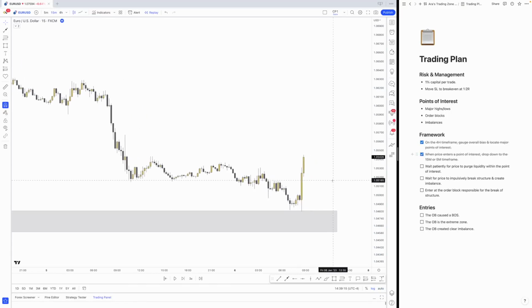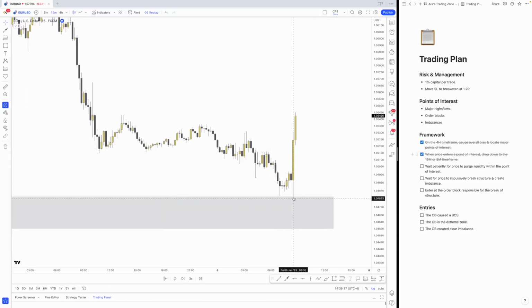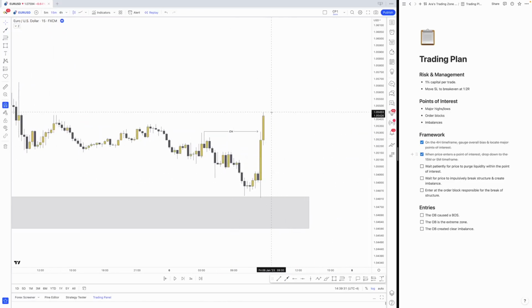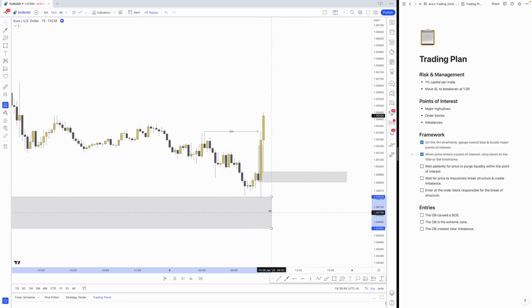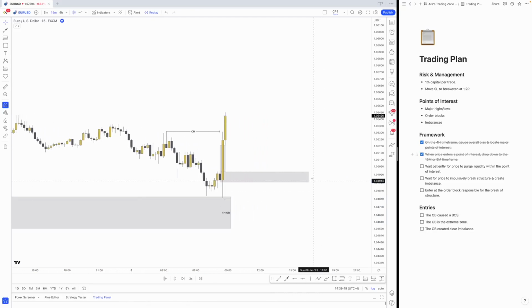Now on the 15-minute time frame, we can see that after price tapped into that 4-hour point of interest, we made a huge push to the upside. And this push to the upside did in fact create a change of character. So let's label that. Now, once that move occurred, we can see that there's clear imbalance here, right? And then there's also an order block right here, the last bearish candle before that big push to the upside. Let me label this just as a point of reference. That's our 4-hour zone. And this is our 15-minute zone.